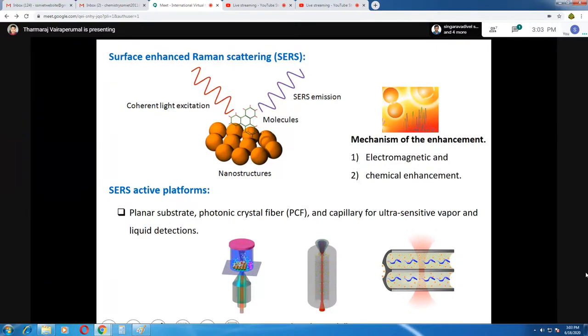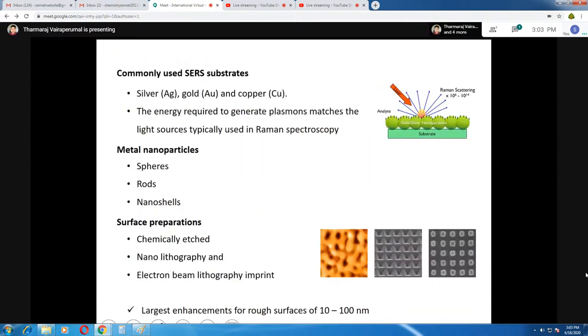Mostly used substrates are in three kinds of applications, in different types of substrate. One is planar substrate, and hyperbolic substrate, and capillary. Commonly, silver, gold, and copper can be used for substrate because the plasmon energy matches with the light. In particular, the shape of metal nanoparticles, spheres, rods, nanocells, can be used, having more active surface area.